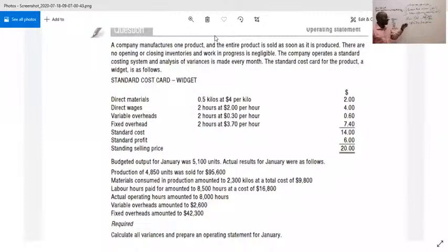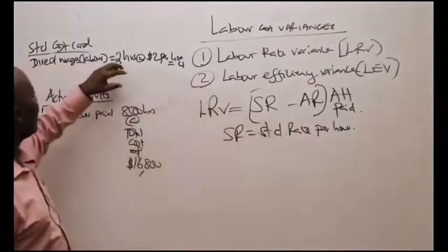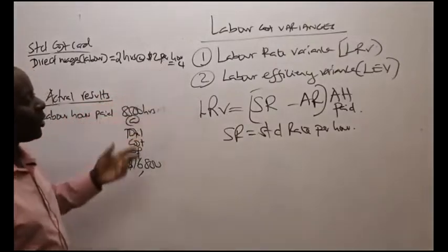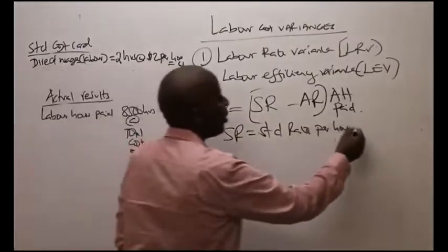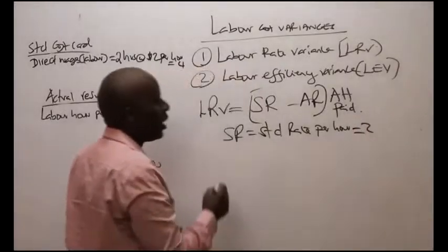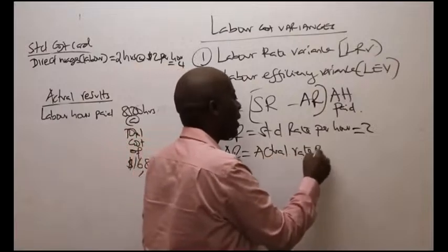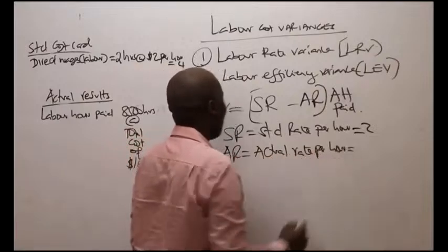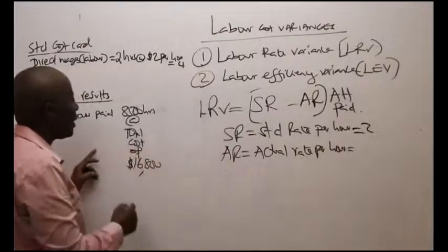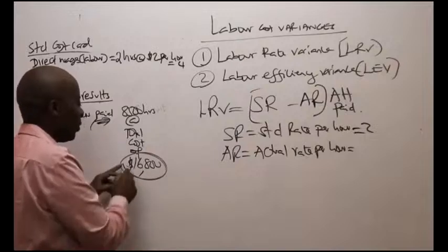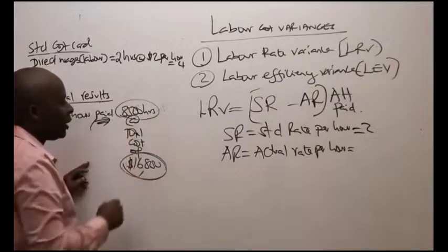When they talk of standard rate, you throw your eyes to the standard cost card. So here, the standard labor rate per hour is $2 per hour. How about AR? AR stands for the actual rate per hour, the actual payment per hour. I can see my labor indeed cost me 16,800, but with this 16,800, I procured 8,500 hours.